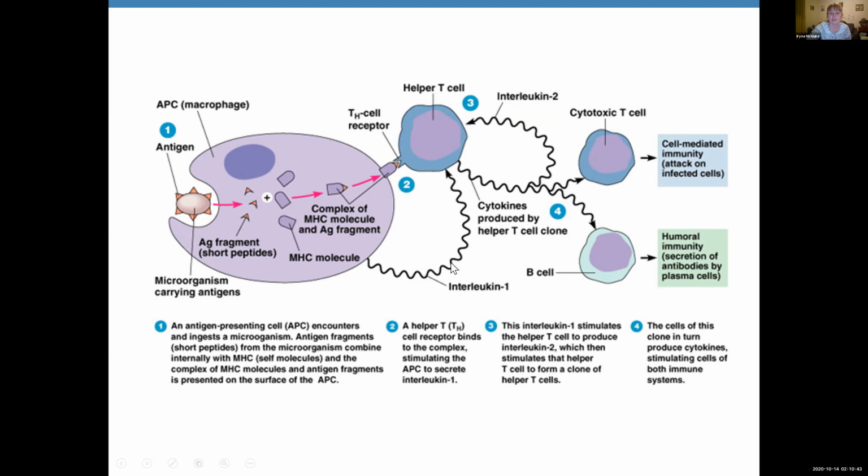And what's shown over here with this arrow are interleukins. So when this activation happens, it starts releasing all these different chemicals that affect the cells. It stimulates macrophages, it stimulates T cells, and most important, it's going to stimulate both cytotoxic T cells and B cells. And so helper T cells stimulate both cell-mediated and humoral immunity.